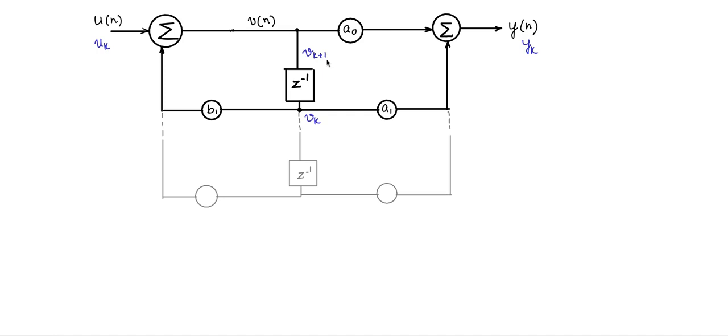What is v of k plus 1? Let us write it down. V of k plus 1 is the next state, which is given by b1 into v of k, and uk will also add up there, plus uk. So this is the state equation which gives the next state value of the state variable. In this case, the state variable is the output of the unit delay block.